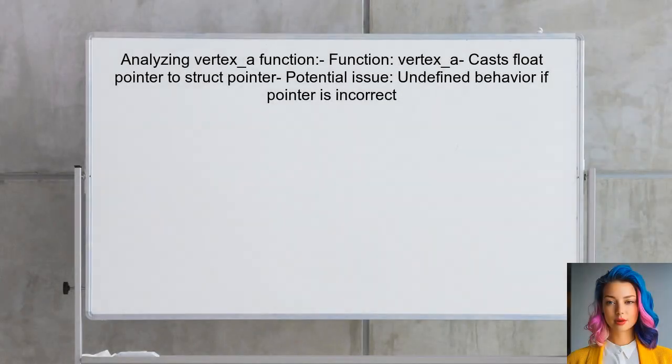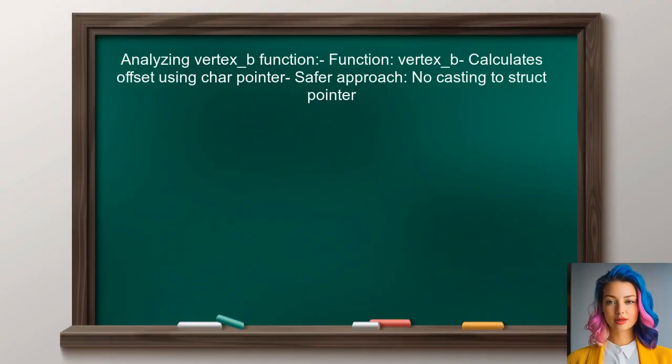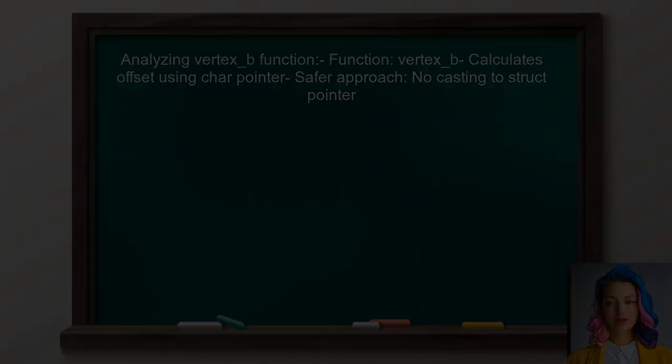To determine if the code is valid, let's first analyze the function vertexA. The user should note that this function casts a float pointer to a struct pointer. This can lead to undefined behavior if the pointer does not actually point to a struct. Next, let's look at vertexB. This function calculates the offset between the float pointer and the start of the triangle array. The user should understand that this approach is safer because it does not involve casting to a struct pointer.